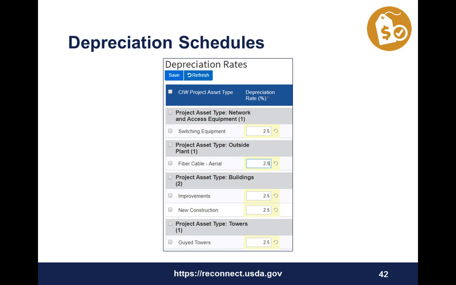Next, we'll want to prepare the depreciation schedules. Applicants will need to identify the depreciation rates by project asset. If the applicant is regulated by a public utilities commission, for example, they should adopt the rates prescribed by that regulator. Alternatively, if that applicant is not regulated by some sort of regulatory body, they should adopt rates prescribed by the USDA. And those rates are available on the website today.